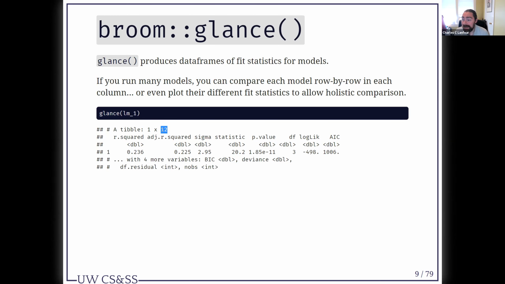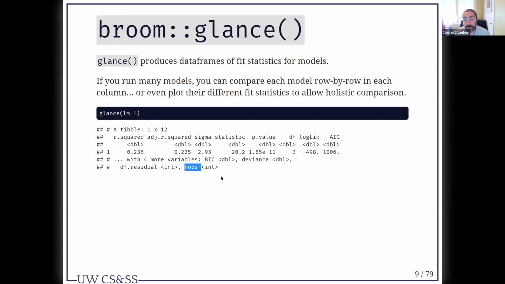The 12 columns are going to contain, for that model, its R² value, adjusted R² value, the sigma value, like overall model error, the statistic, which for a standard linear model is an F statistic, the p-value for that statistic, the degrees of freedom, the log likelihood, the Akaike information criterion, the Bayesian information criterion, model deviance, which is actually what you'd get if you ran it as a GLM instead of an OLS linear model, degrees of freedom for residuals, and the number of observations in the model. Tons of information and all of your most basic fit statistics you might want.